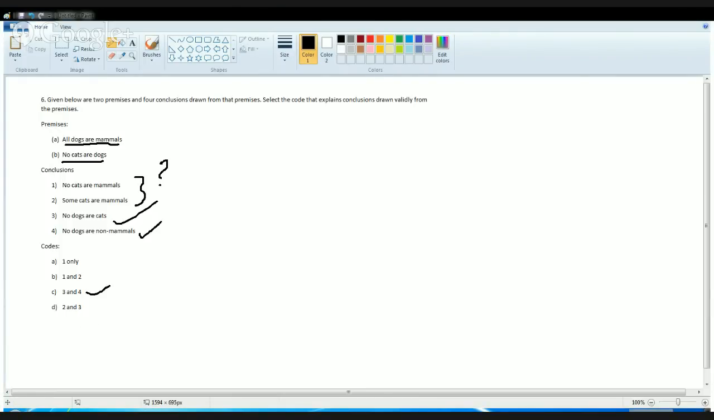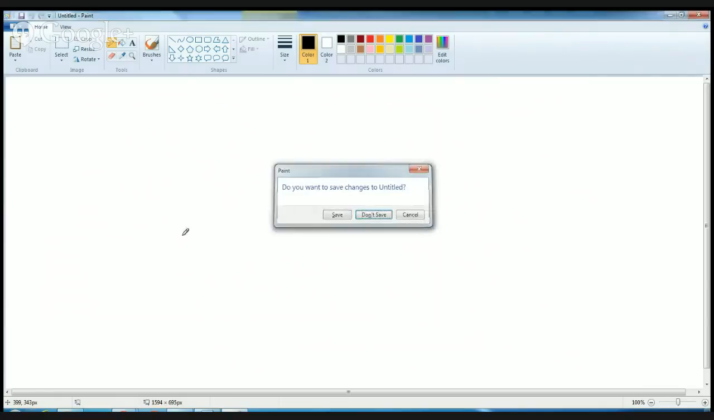Now the next question, interestingly, is on data interpretation. A very scoring question.